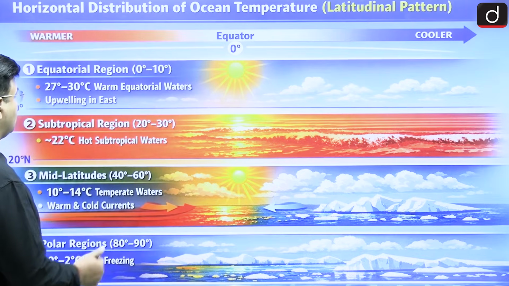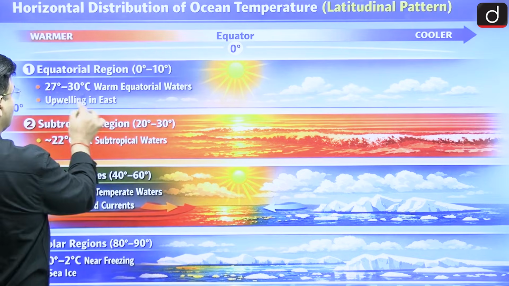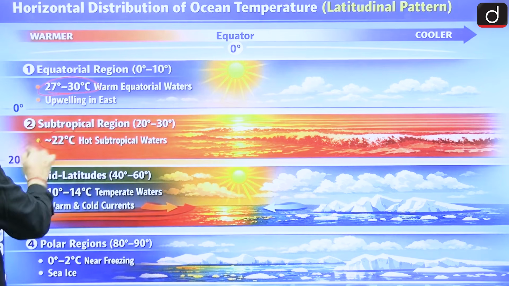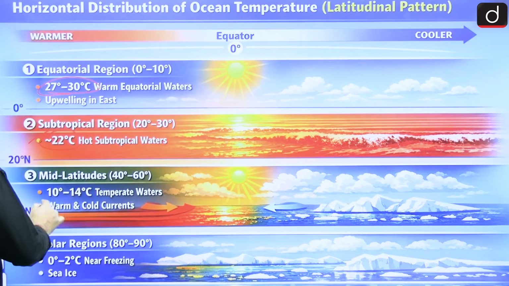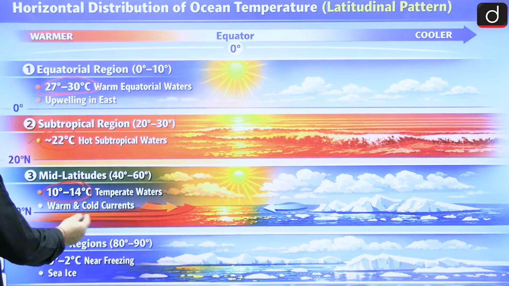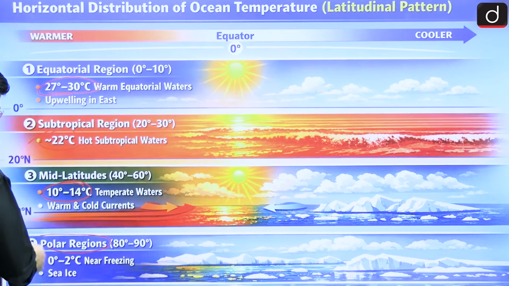And here we can say that in the equatorial region it is 27 to 30 degrees Celsius, in the subtropical region we have seen 22 degrees Celsius, in the mid latitude or subpolar region 10 to 14 degrees Celsius, and in the polar regions there is 0 to 2 degrees Celsius.